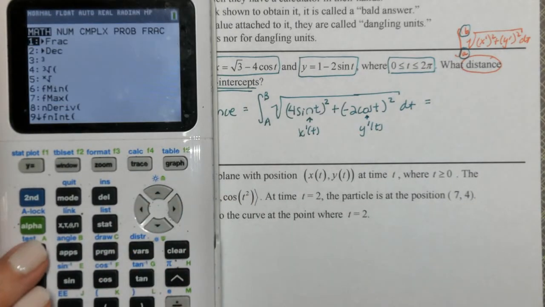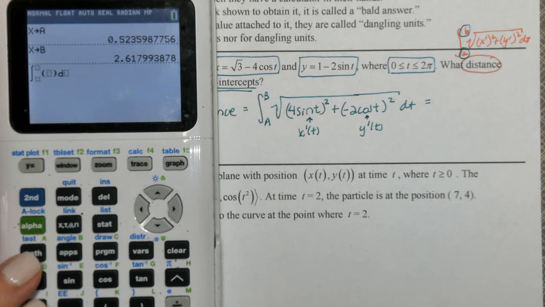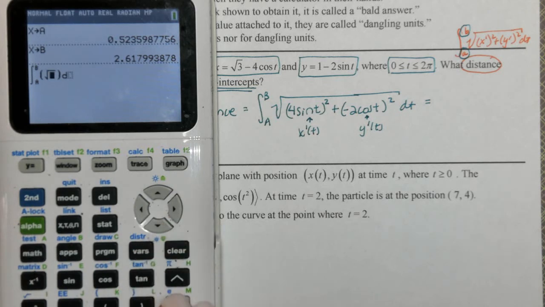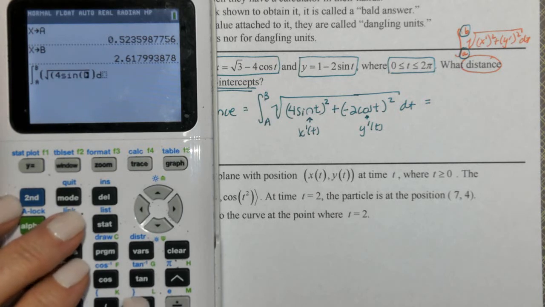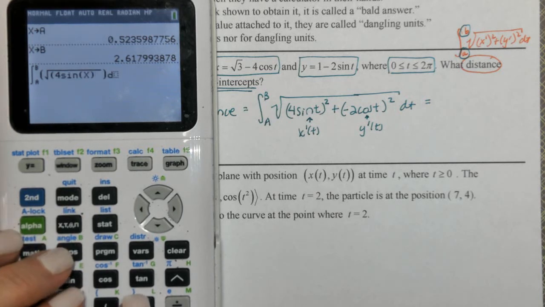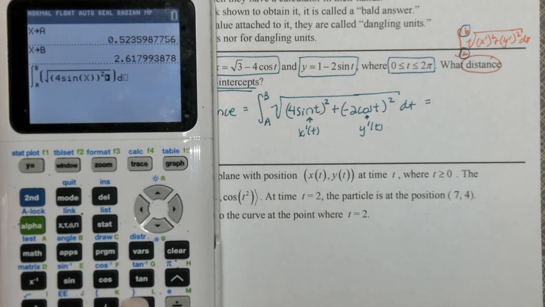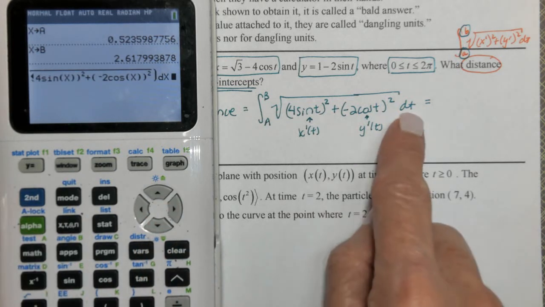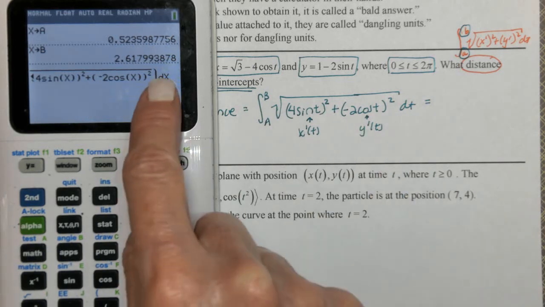So I'm going to need math 9 for integral, math 9, a to b, square root, parentheses 4 sine, and again in my calculator I'm going to use x for time. Make sure you get your parentheses correct there, plus negative 2 cosine t, all squared. Do I need that negative? No, I don't need that negative at all, but I'm going to do it just to copy it down exactly. And then we have dt as what we're integrating with respect to, but in my calculator time is x.